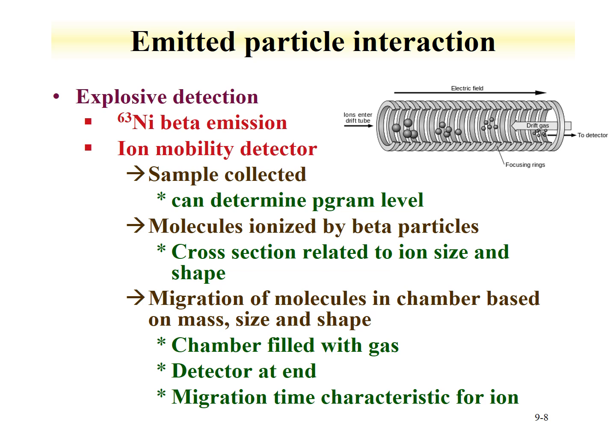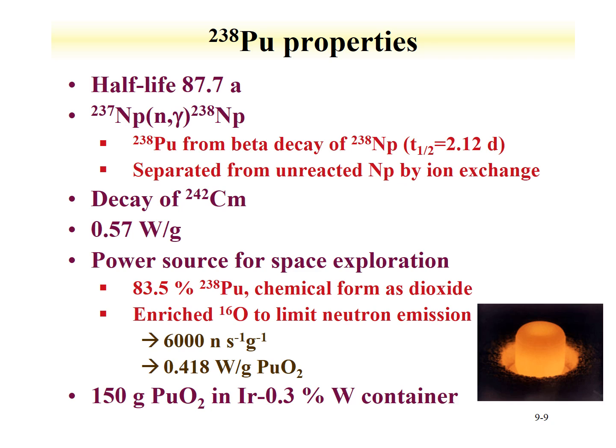baggage. The isotope plutonium-238 has applications due to its thermal properties, which shown here are a little bit more than half a watt per gram of plutonium-238 material. This is due to its relatively short half-life of 87.7 years and relatively high energy alpha decay.